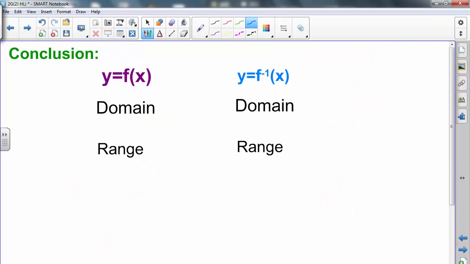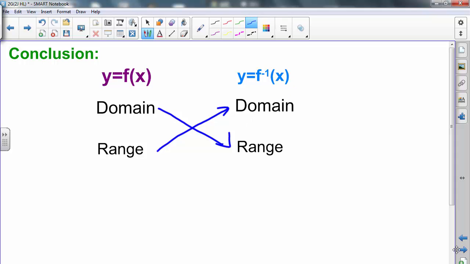So here is the conclusion we have for two functions which are the inverse of each other, the original function and the inverse function. We interchange x and y. We also interchange the domain and range as well.